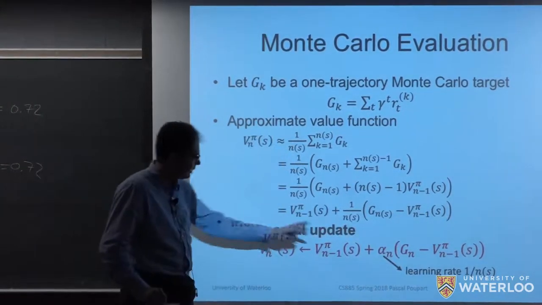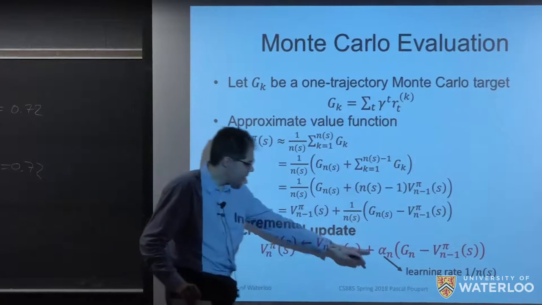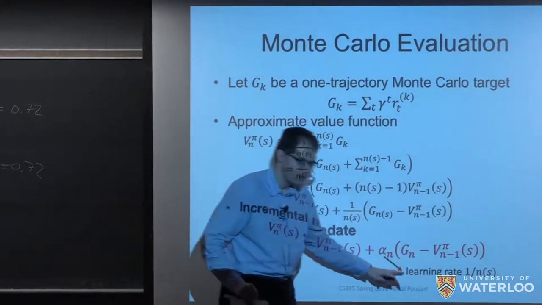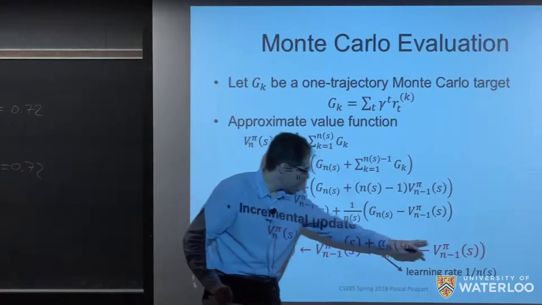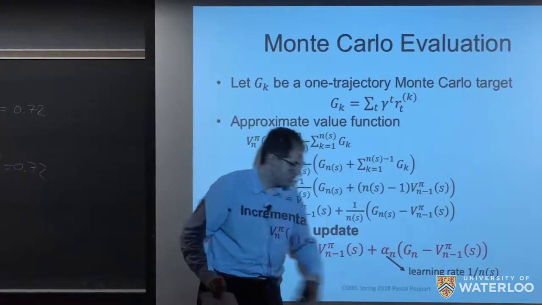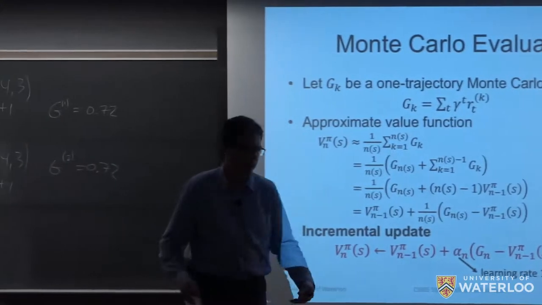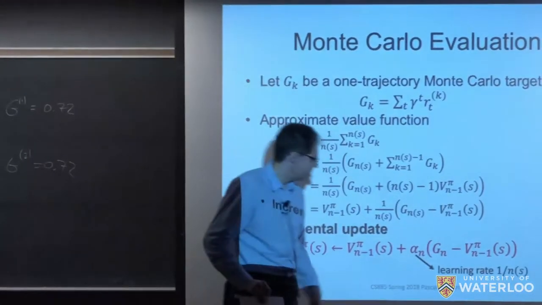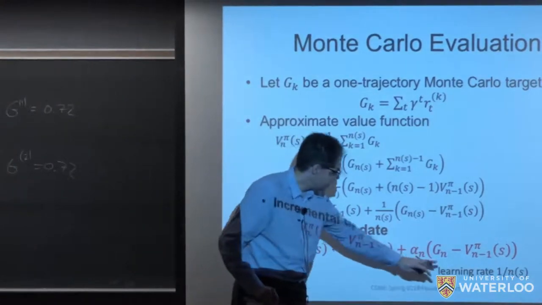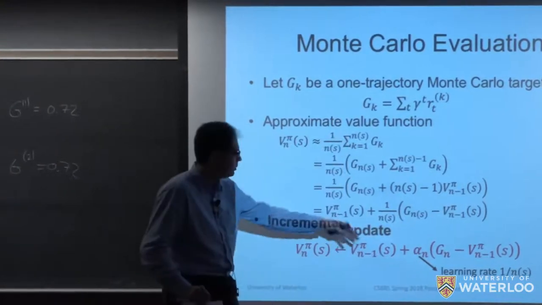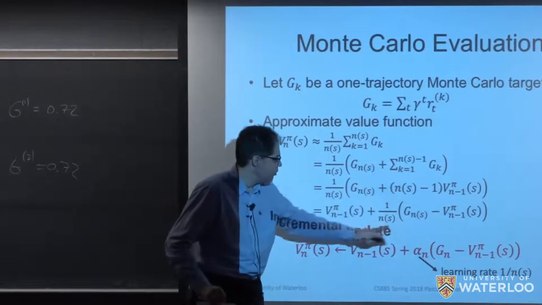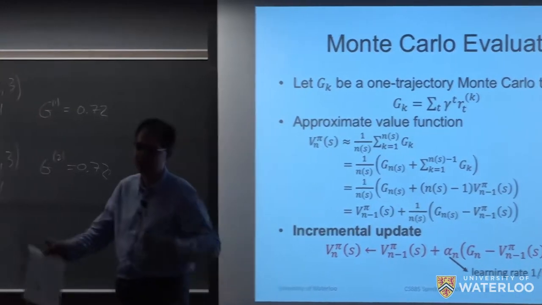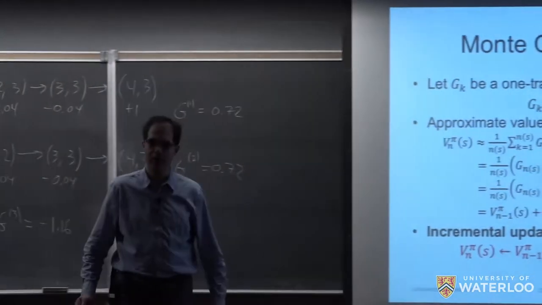So I will have an estimate, and then I update it by taking a step in the direction of the difference between my next sample minus the previous estimate. Okay, so here Gn is a sample, it's a target. And then alpha n is going to be the learning rate, which in this case corresponds to 1 divided by the number of trajectories that I've gone through so far.